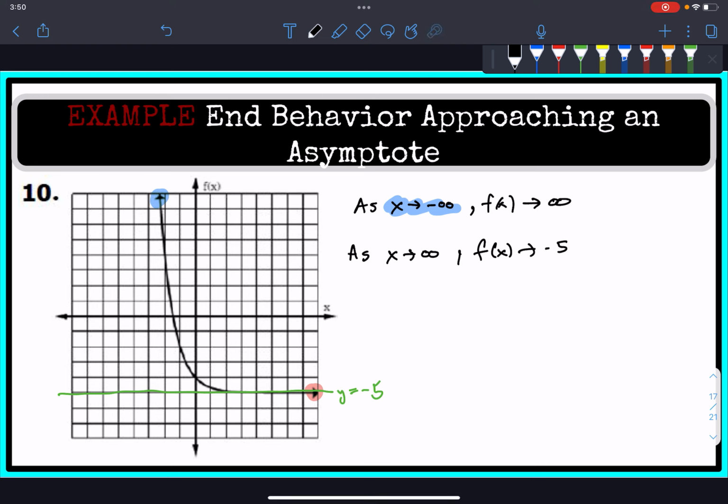So the end behaviors of this function are that as x approaches negative infinity, f of x approaches positive infinity, and the right end behavior of the function is that as x approaches positive infinity, f of x approaches negative 5.